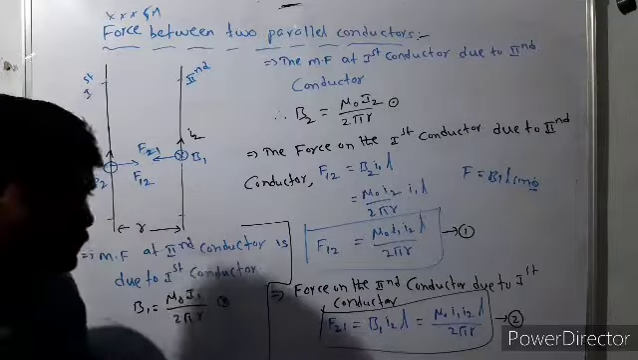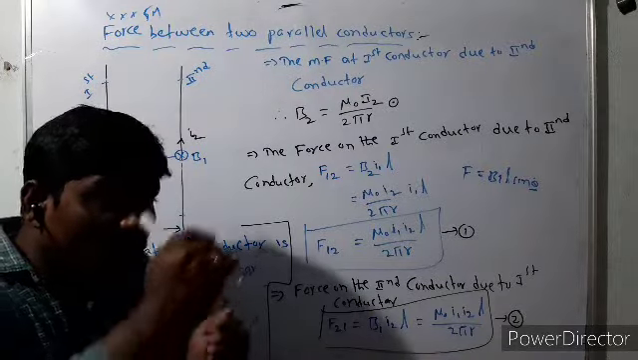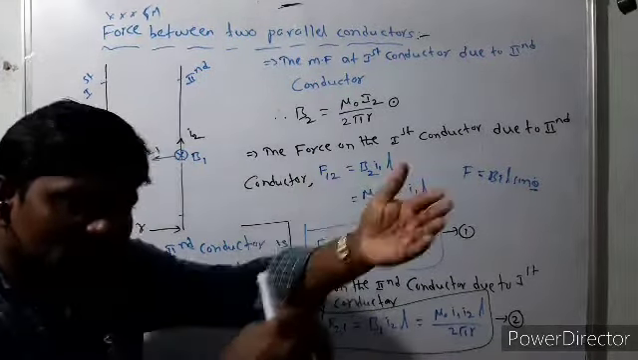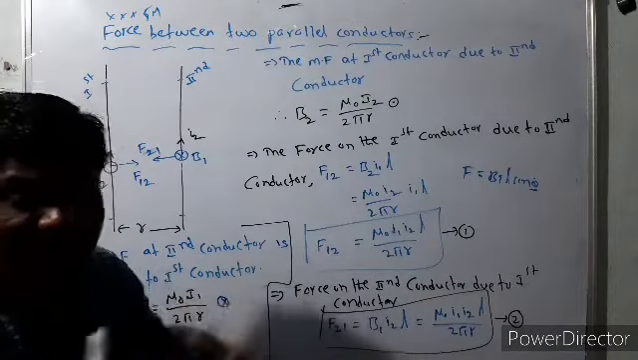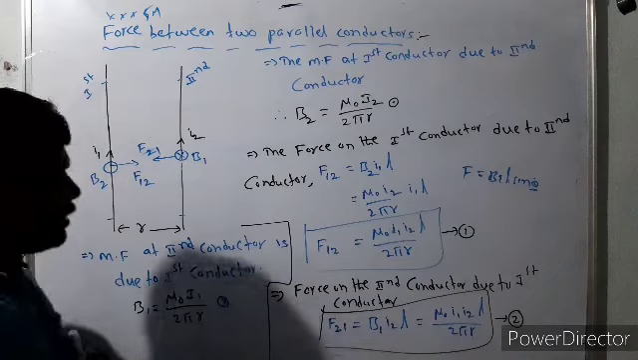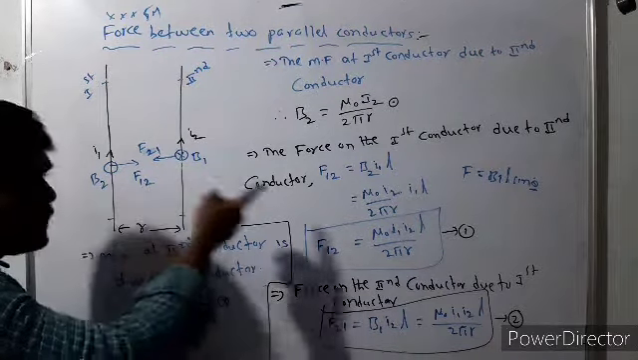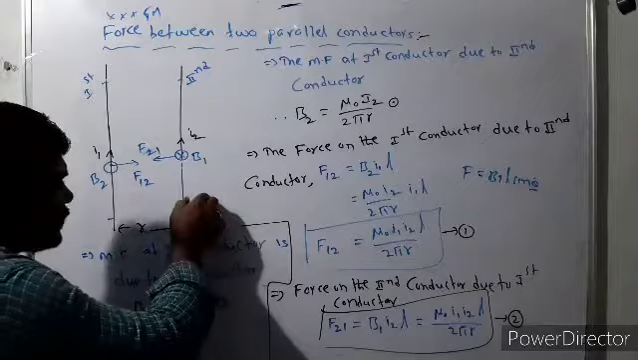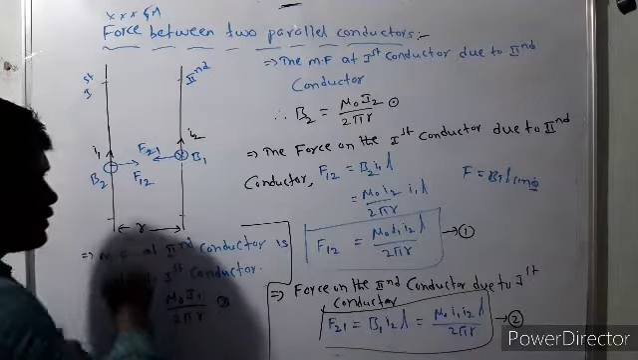F12 is towards the second conductor. The force on the first conductor due to the second conductor is towards the second conductor. This means the second conductor is attracting the first conductor with this force. This F12 is due to the second conductor.